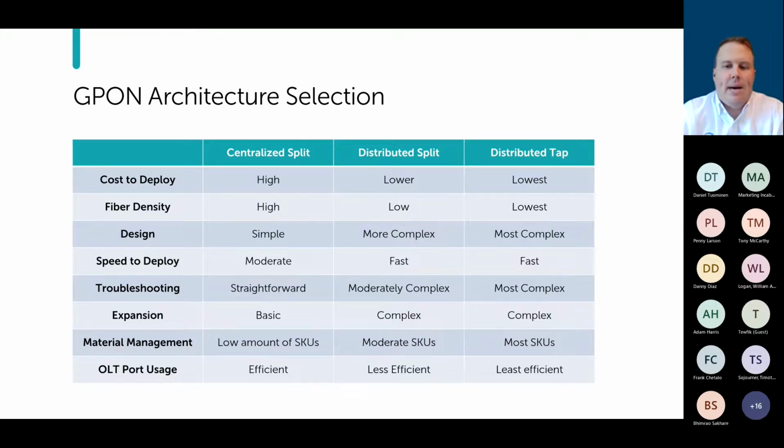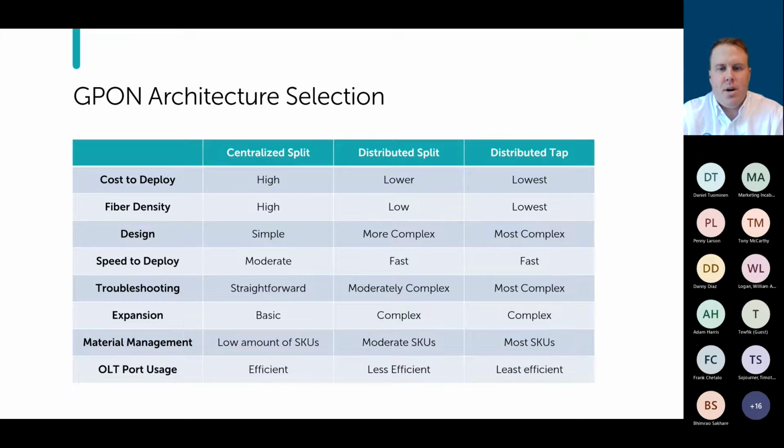However, with the distributed tap, you're going to have a lot more SKUs involved, because you could be using 13, 14, or 15 different taps all within the same network. So especially as we're mapping and working on expanding your network down the road, engineering and designing all those different taps can be a bit more tedious and harder to keep up with. So again, these all have their pros and cons.